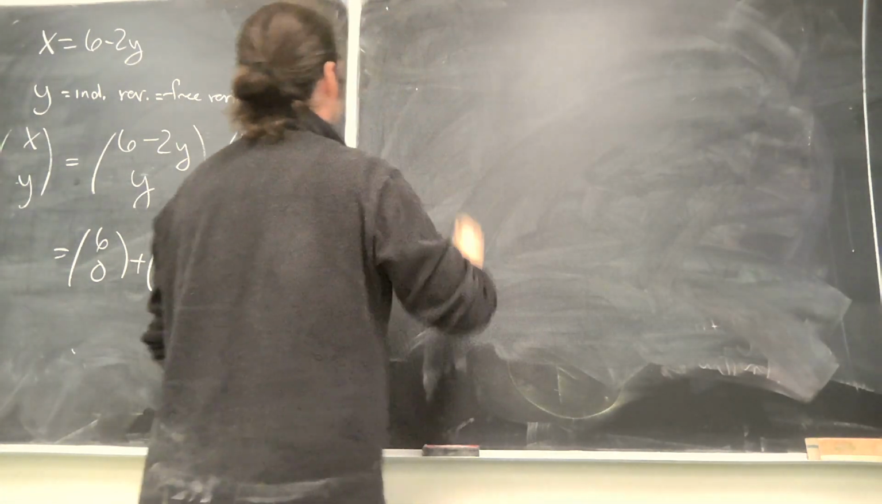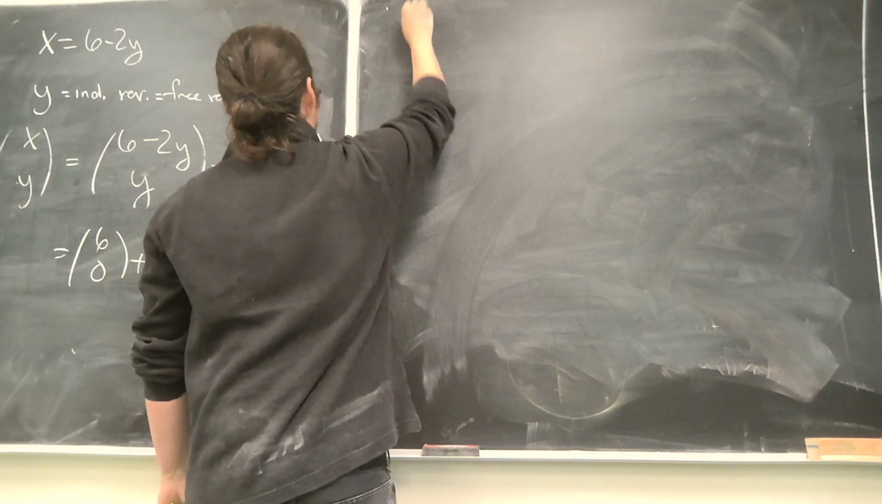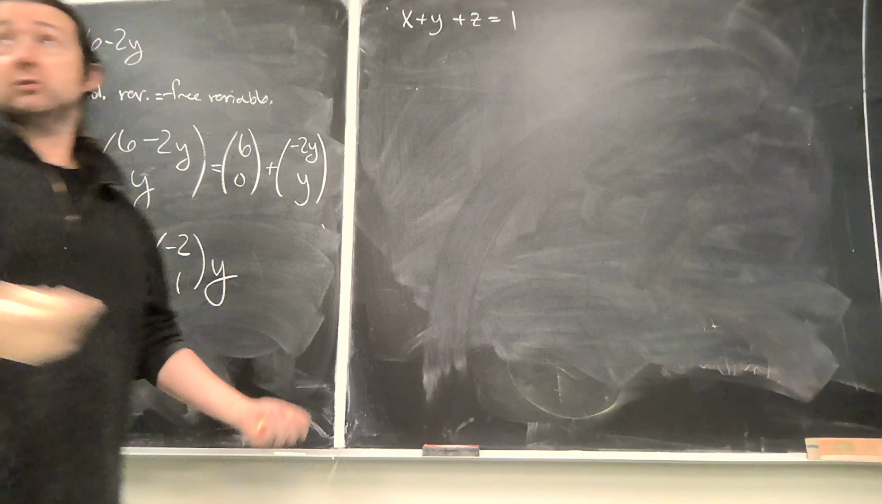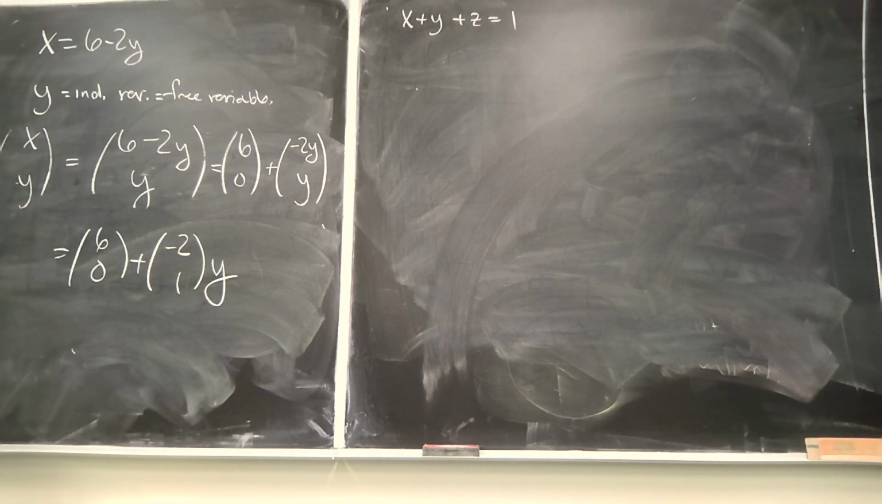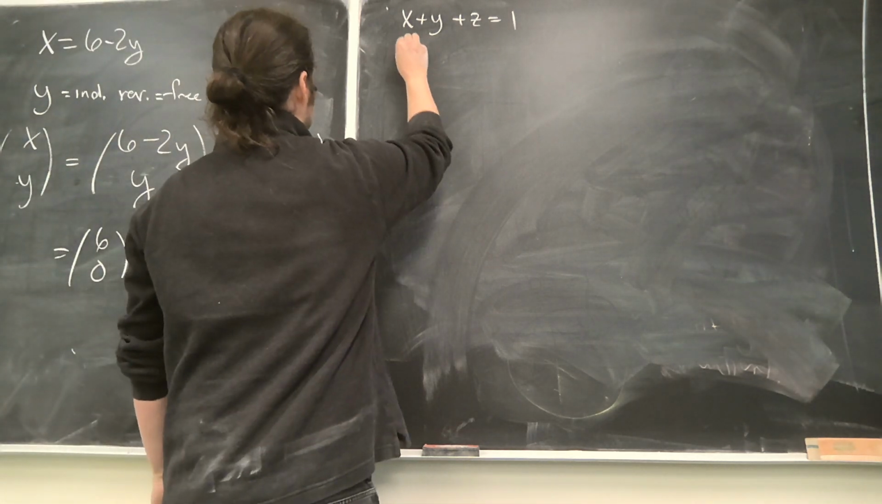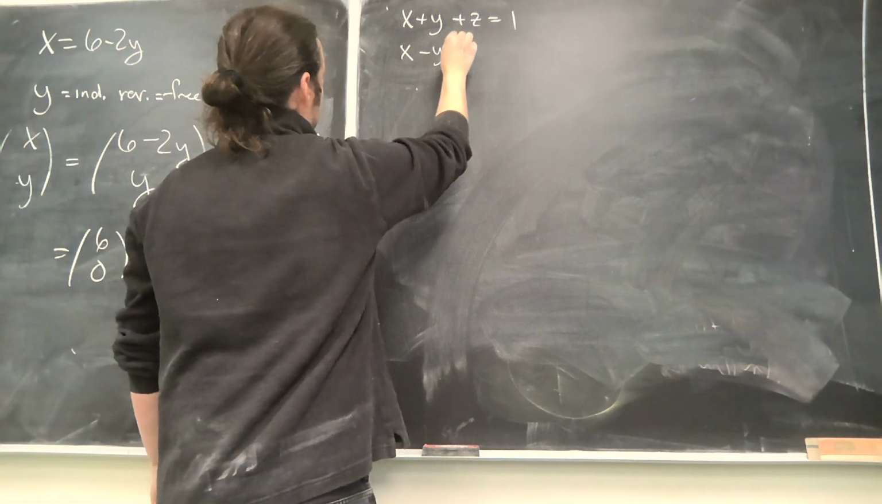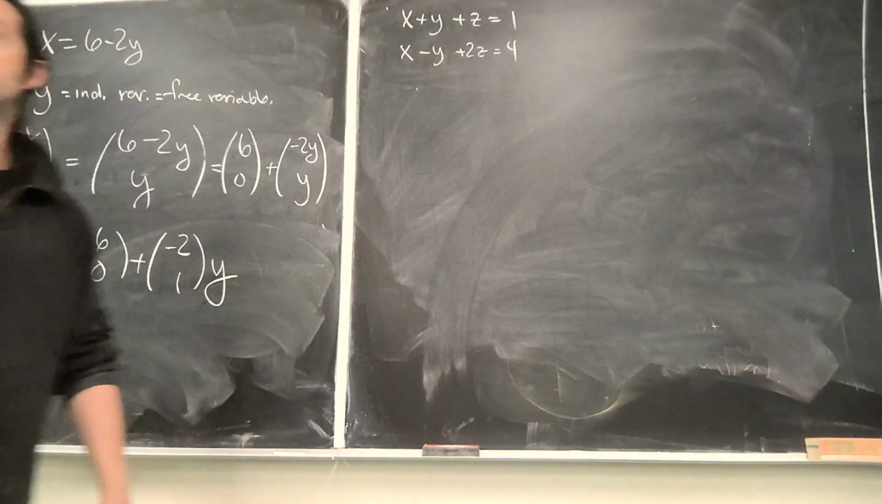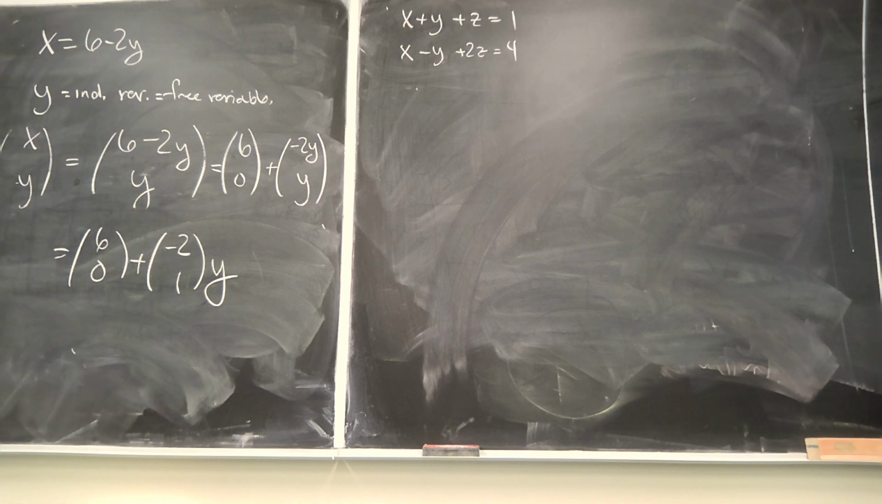All right, so I'm going to give you the plane x plus y plus z is equal to 1. There's a plane. And I'm going to give you another one. So let's say x minus y plus 2z is equal to 4. What should you expect the solution of this, the intersection of these two planes, to be?